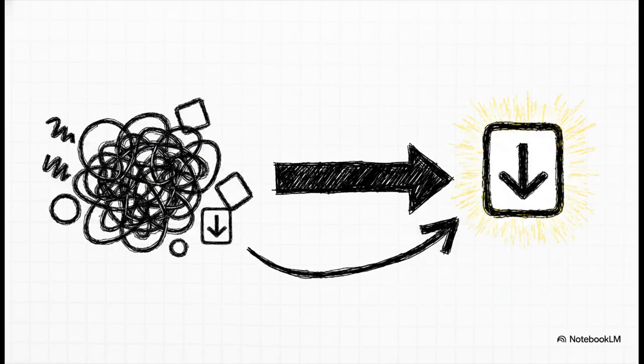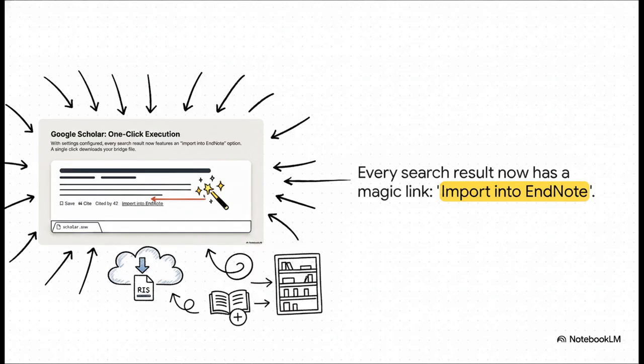So with that one little tweak made, the process is now so simple. The export option isn't hidden away anymore. It's right there in your search results, just waiting for you. And here's the payoff. Right under every single search result, you now have this magic link, import into EndNote. You click it, that little bridge file downloads, you open it, and the reference just appears perfectly formatted in your library. It's really that easy.